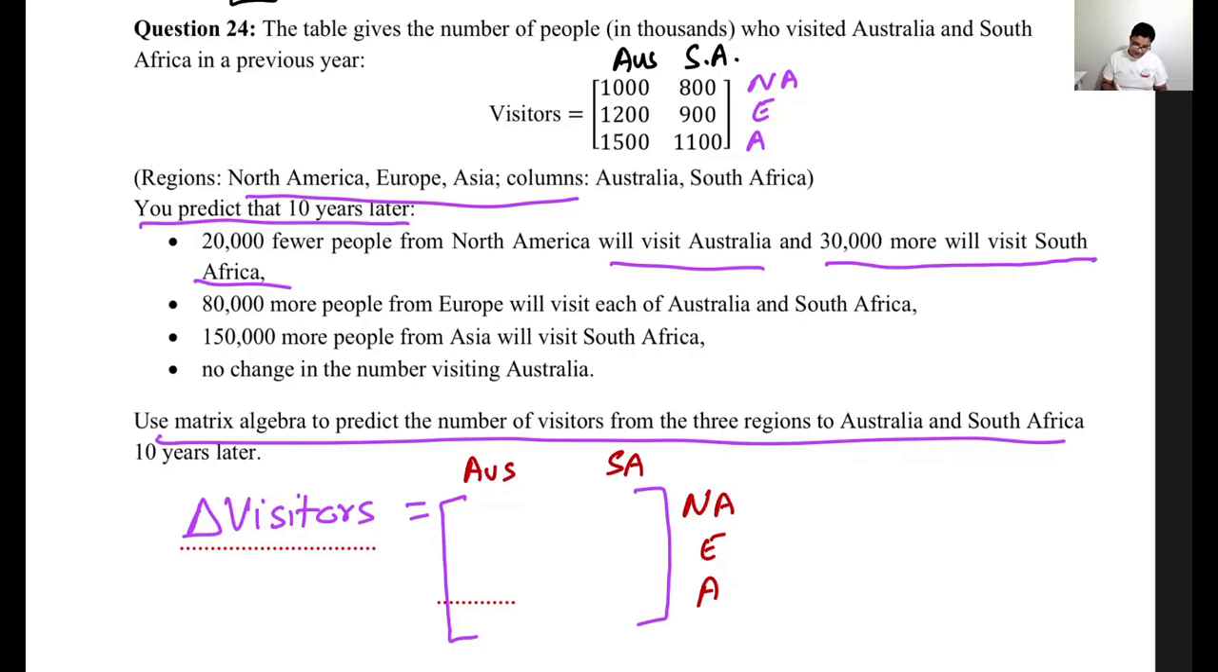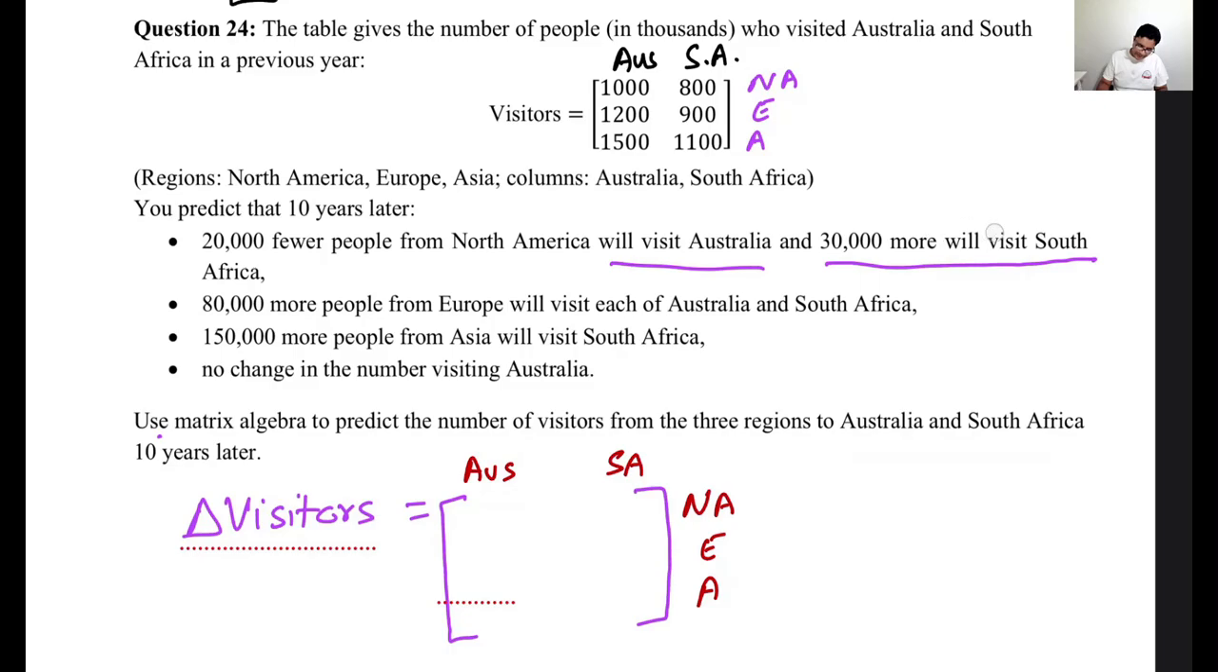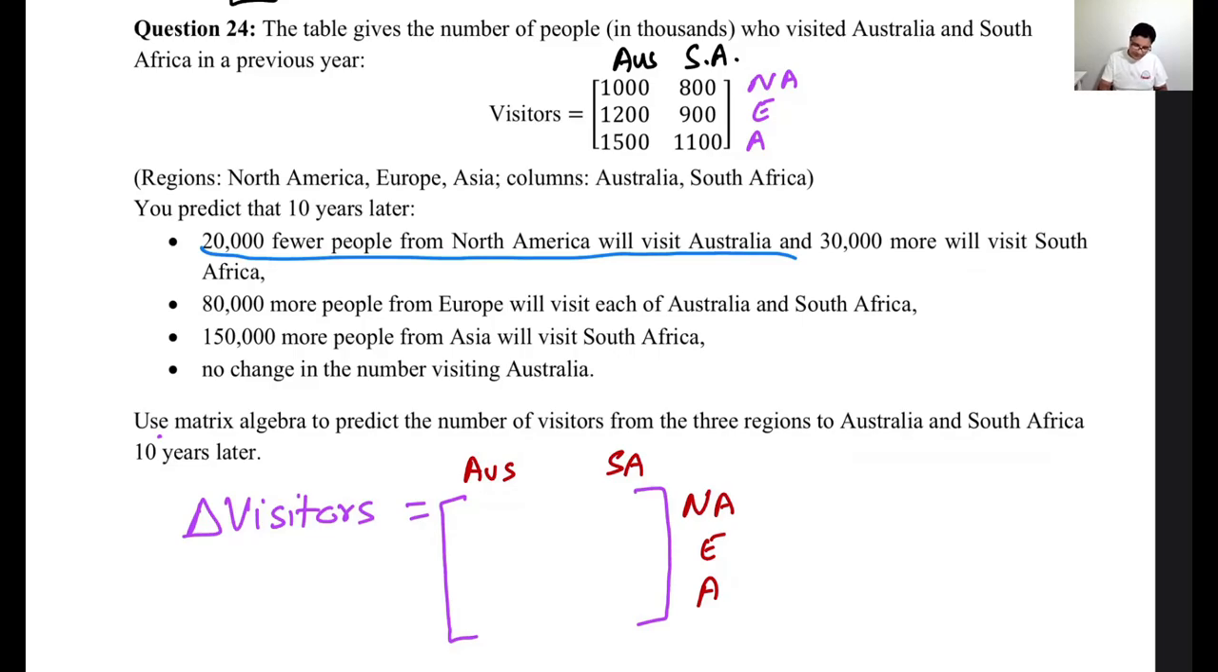So for example, the first row prediction here, okay, the first prediction here when it says there will be 20,000 fewer visitors from North America to Australia, that will go here. North America to Australia, 20,000 less. Okay. And 30,000 more to South Africa. There. Okay. And so on.